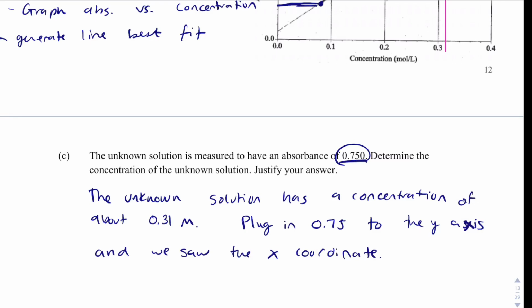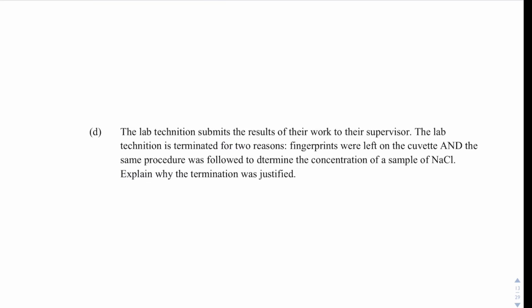Okay, last question here. So, in D it says, the lab technician submits the results of their work to their supervisor. The lab technician is terminated for 2 reasons. Fingerprints were left on the cuvette, we'll talk about that, and the same procedure that we've been talking about was followed to determine the concentration of a sample of NaCl. Explain why the termination was justified. So I'm just going to talk through here, and you can write down your answers here.